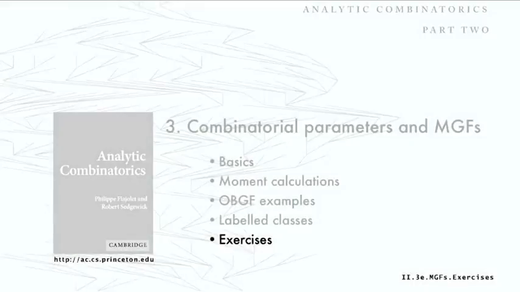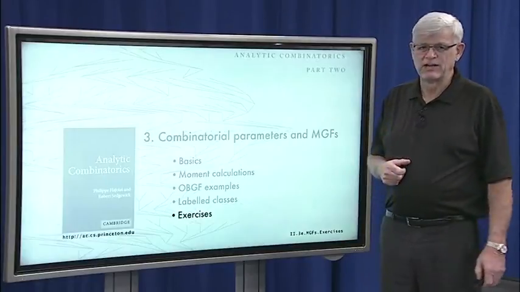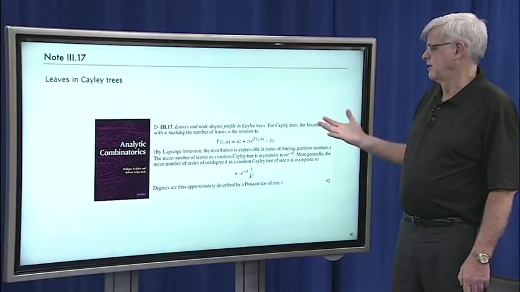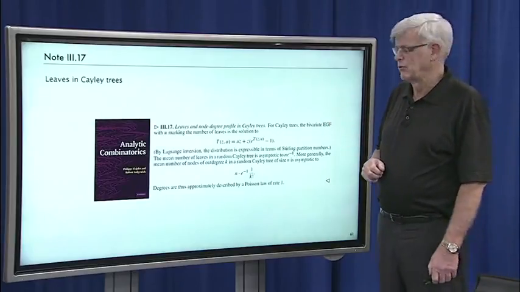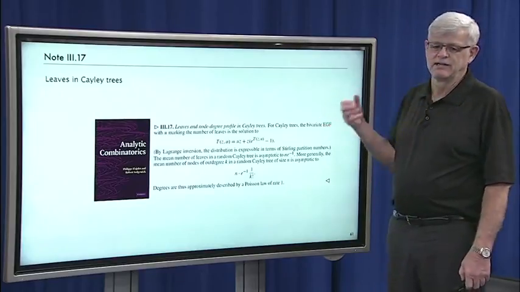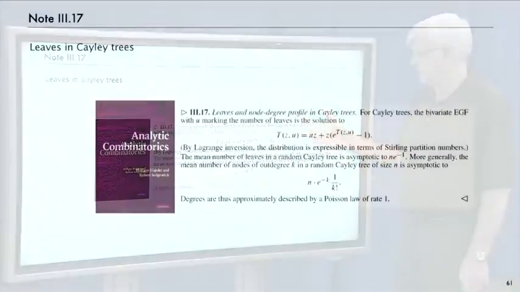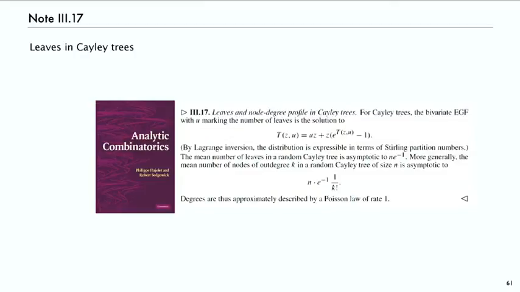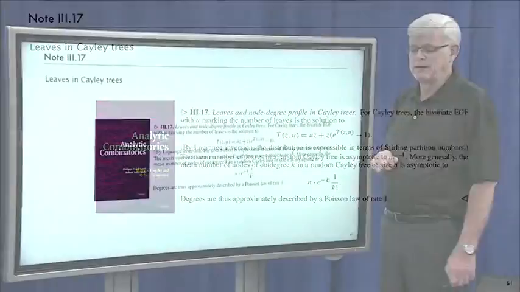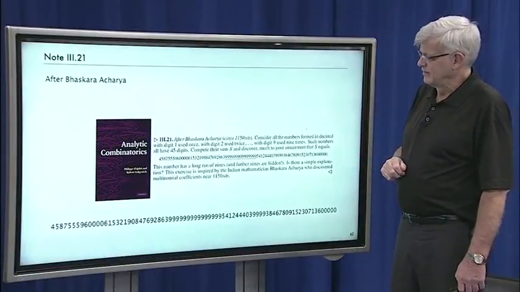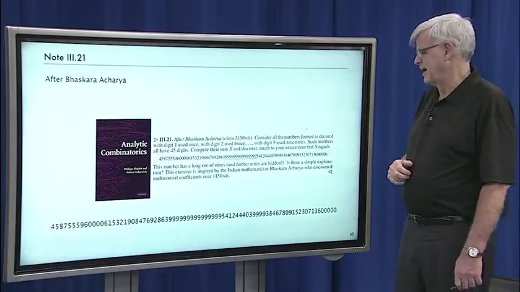All right, and let's finish up with a few exercises that you might try to check your understanding of the material in this lecture. The first one is an exercise that has to do with calculating leaves in Cayley trees, which you recall are unordered rooted trees, and there's a note which gives much of the results, and you have to fill in some of the details. But that's a good exercise to check the use of bivariate generating functions and symbolic methods for a useful problem.